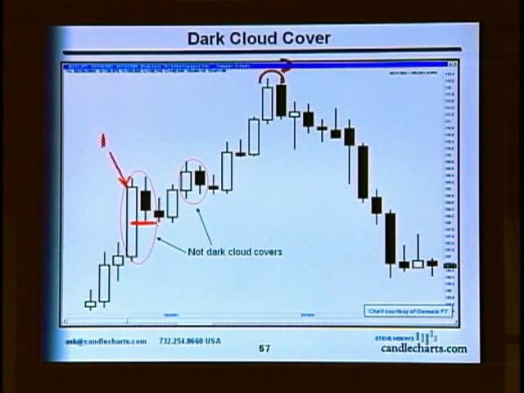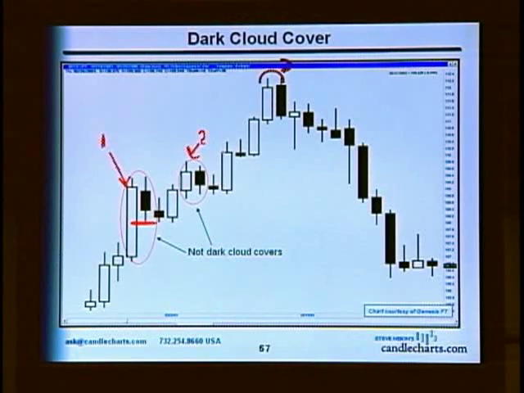Now, for two, the reason that it's not a dark cloud cover has to do with the definition. With the dark cloud cover, the first candle, remember what we want to do with the candles is get a sense of if there's a change in psychology of the market. And obviously with this one, there is a change in psychology.